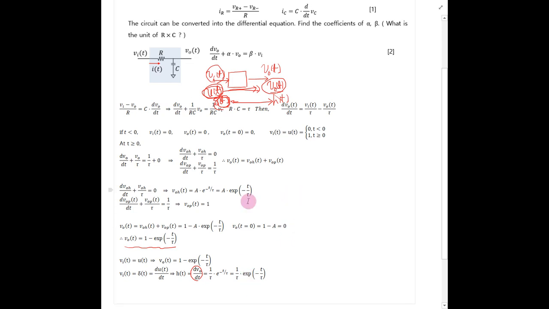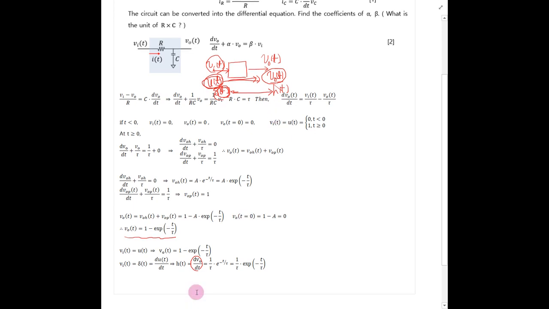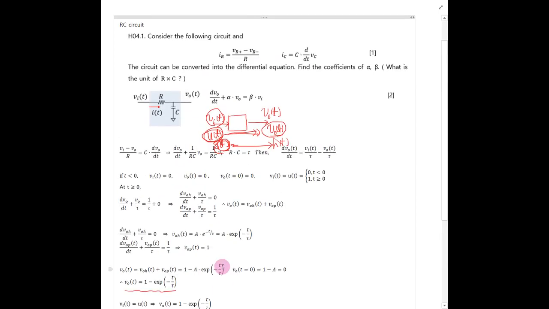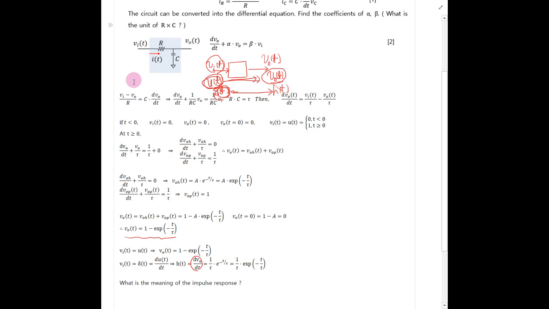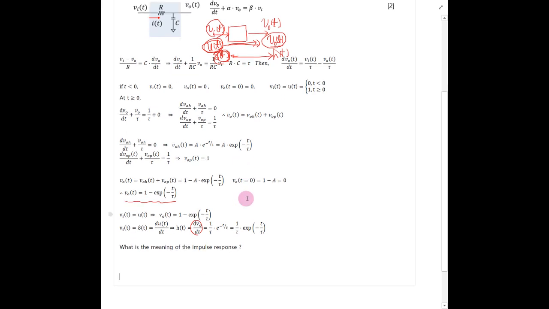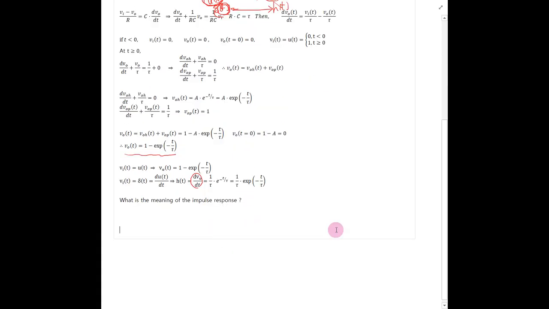In this lecture, I explained how to solve the RC circuit. We built up the differential equation and tried to solve for the unit step response, and then figured out the impulse response. Then the next question is, what's the meaning of the impulse response? At t equals 0, we hit this circuit with the impulse. In a short period of time, we hit this RC circuit, then some response will come out like that.